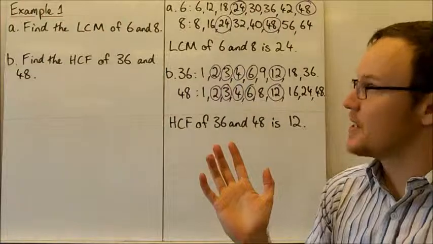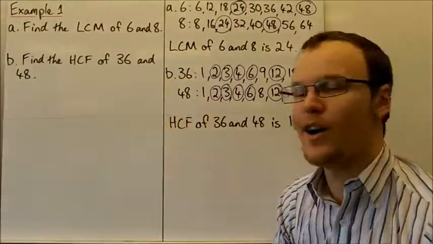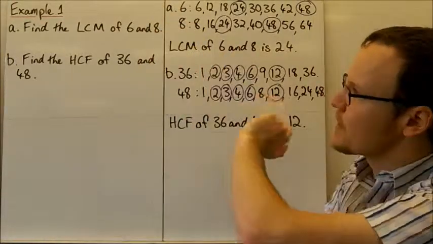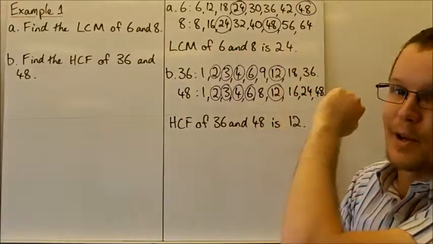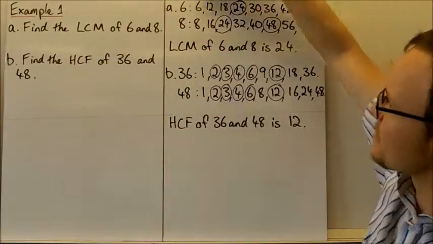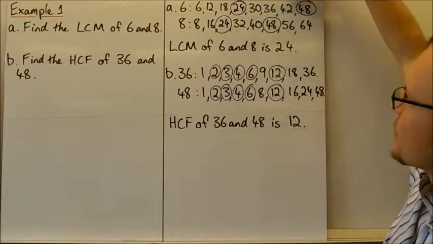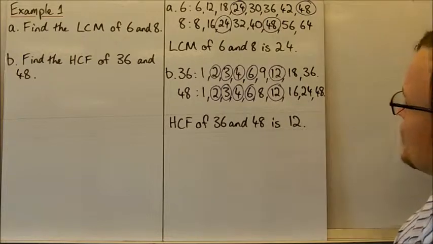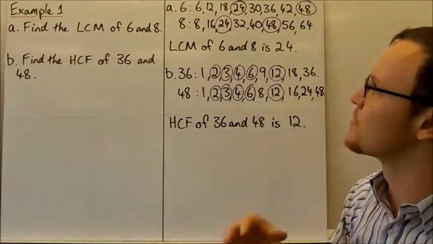If we have a look at some examples now, finding the lowest common multiple of 6 and 8, and finding the highest common factor of 36 and 48. So here for the first one, looking at the lowest common multiple, we need to list a large number of multiples of both 6 and 8. So we can list here the multiples of 6 are 6, 12, 18, 24, 30, 36, 42, 48, continuing up. They continue on, but we've only done a relatively small amount here.